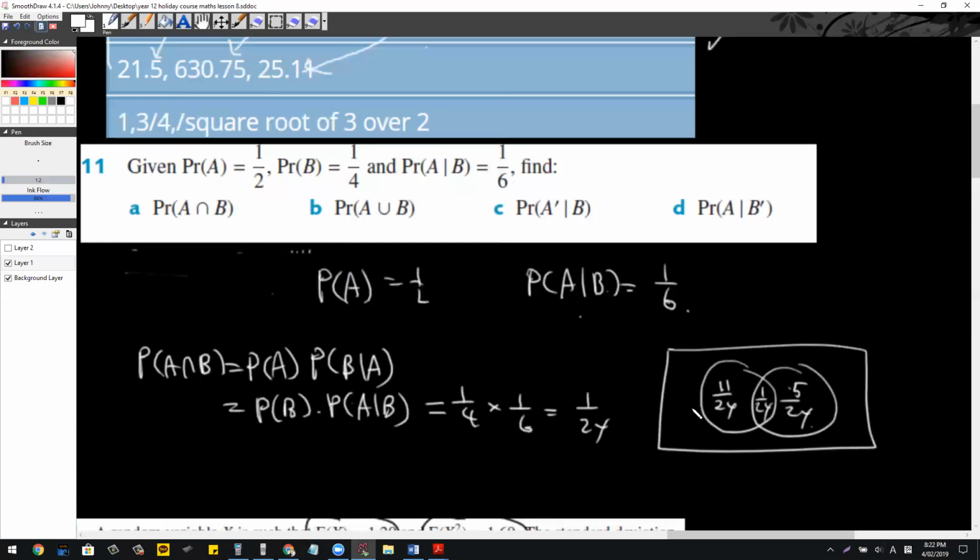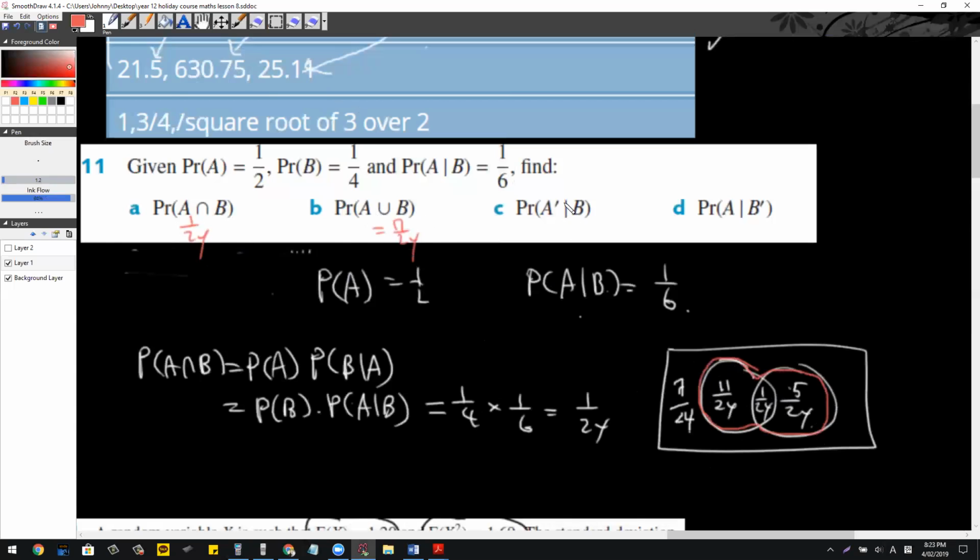Then obviously I can fill out the rest as well. That's 12, 17, so it must be 7 on 24 here. 7 on 24. Now we can figure out A or B. That's the summation of all of this. That's A or B together. So that's equal to 17 on 24, right? So this is 17 on 24. This was 1 on 24.